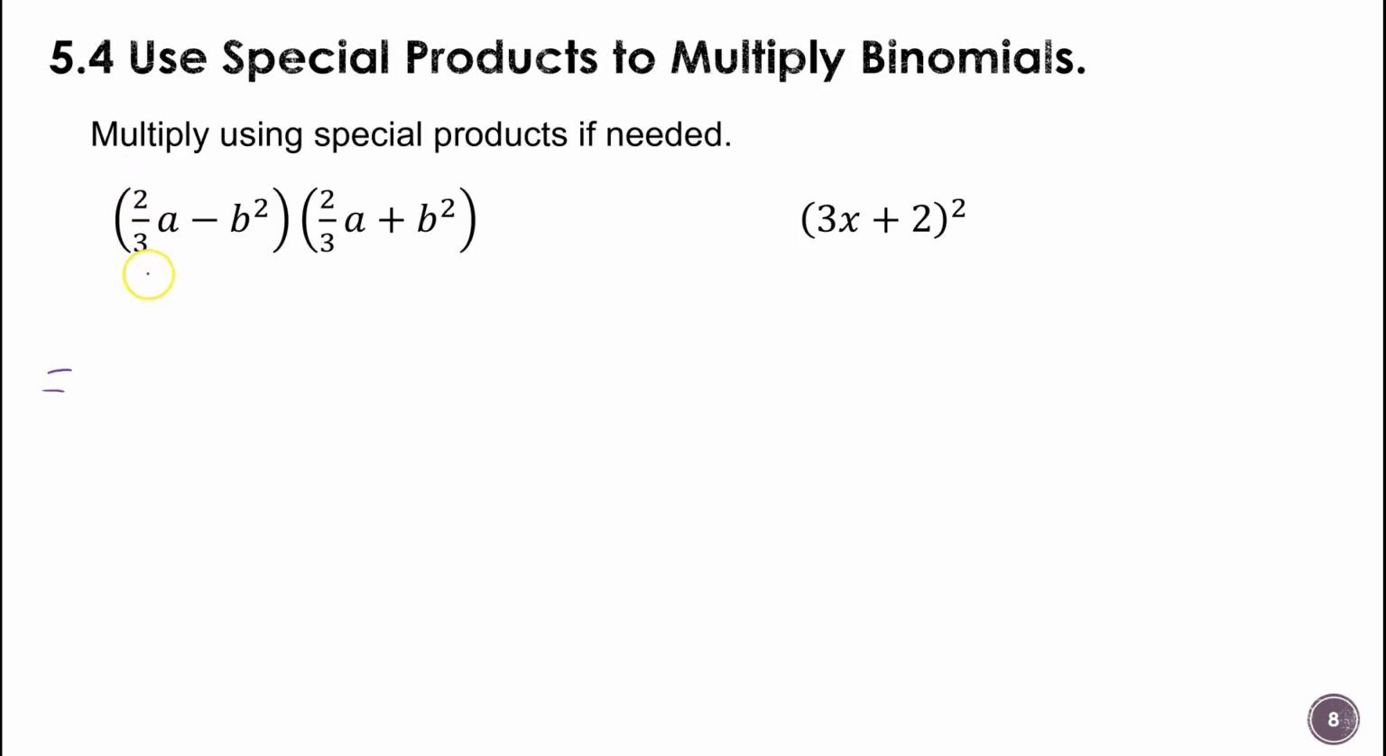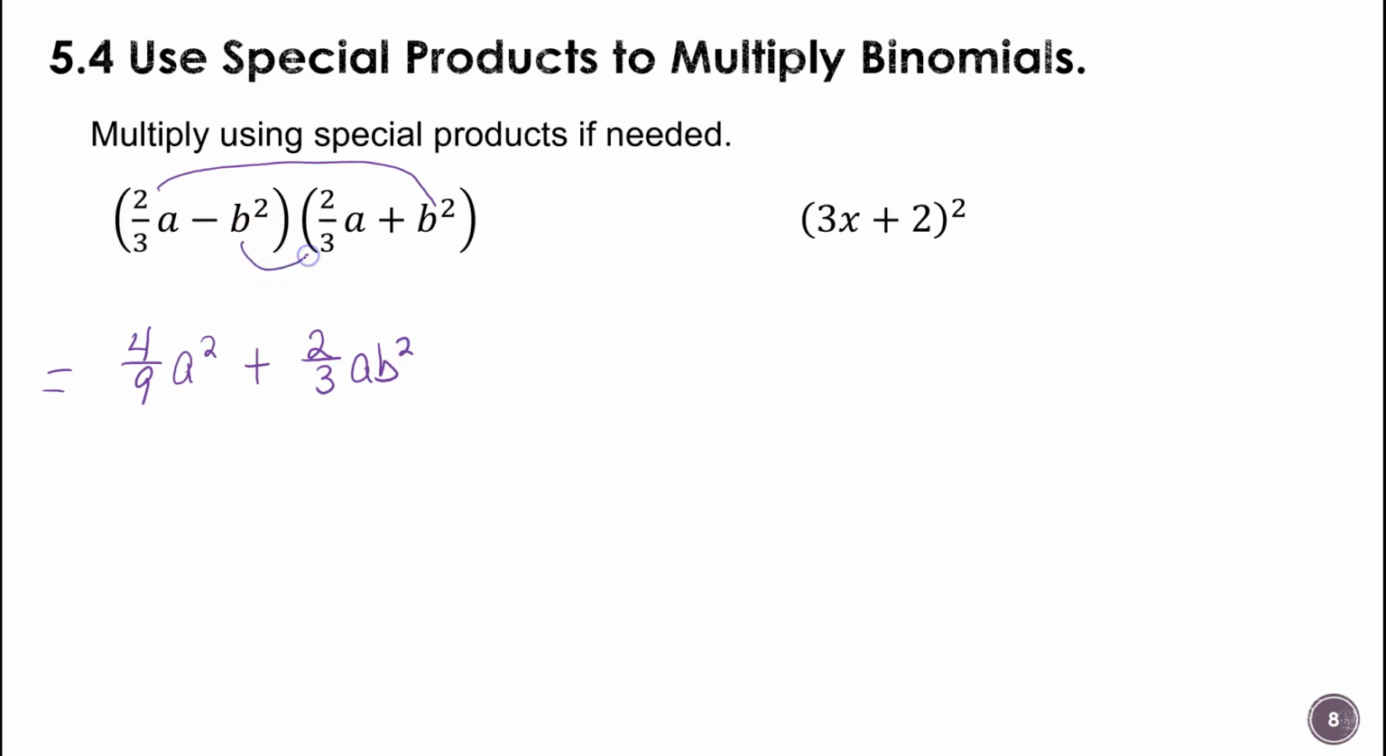Okay, so we have 2/3 times 2/3, and that is 4/9, right? And then we've got the a's. A times a will be an a squared. And then we're also going to multiply the 2/3 a times b squared. So it's simply going to be that 2/3 ab squared.